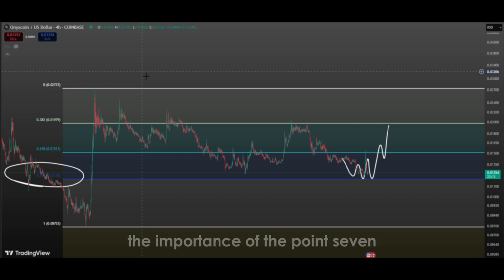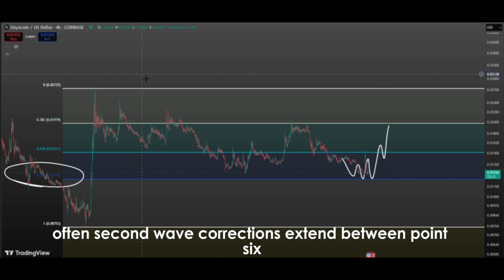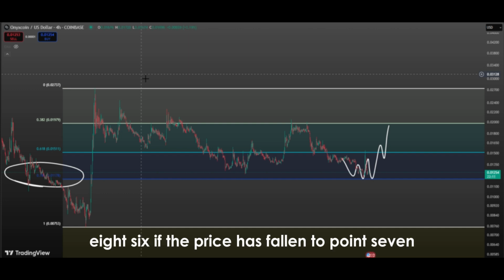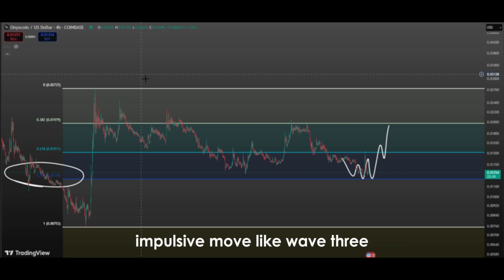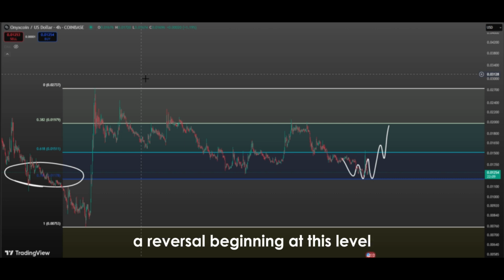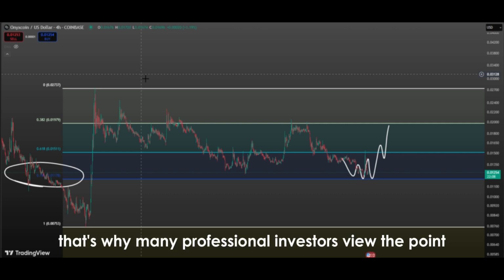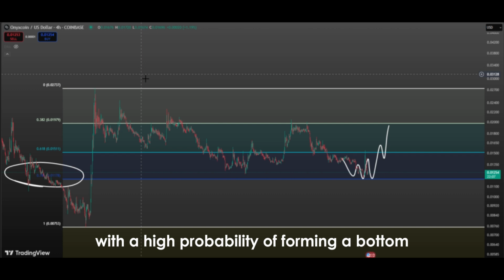rise faster. The importance of the 0.786 level is also linked to Elliott wave theory. Often second wave corrections extend between 0.618 and 0.786. If the price has fallen to 0.786 and started bouncing from there, this could signal the beginning of a strong impulsive move like wave 3. Since the third wave is usually the longest and strongest wave, a reversal beginning at this level indicates significant medium to long-term upside potential. That's why many professional investors view the 0.786 level as a buy zone with a high probability of forming a bottom.